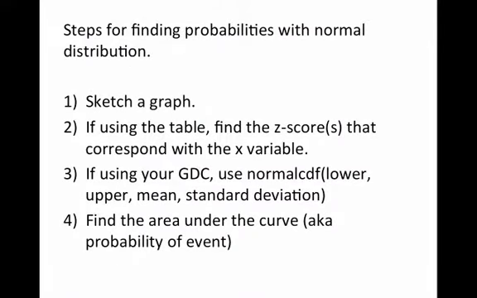So the steps for finding probabilities with normal distributions are the following. The first thing I want you to do is sketch a graph and shade the appropriate area that you're trying to find. Then for step 2, if you're using a table, you're going to find the z-score that corresponds with the x variable. That would be by using a formula that I'll give you in a moment. And/or if you're using your calculator, then you will use normal CDF. Again, you'll do the lower boundary, comma, the upper boundary, comma, the mean, comma, the standard deviation. And then the last step is you will find the area under the curve, otherwise known as the probability of that event. So let's do an example problem.